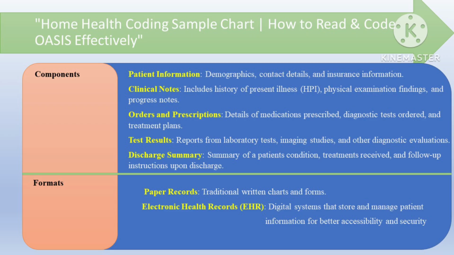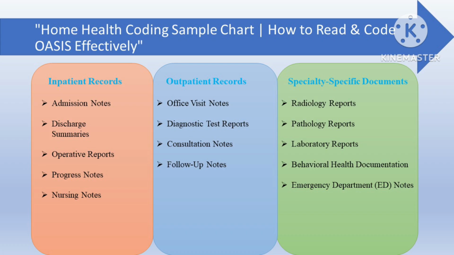There are two types of formats we see in medical records. First is paper records, meaning traditional written charts and forms. And second are electronic health records, which are digital systems that store and manage patient information for better accessibility and security. Next is types of medical documents.